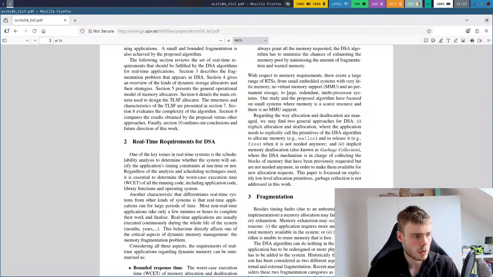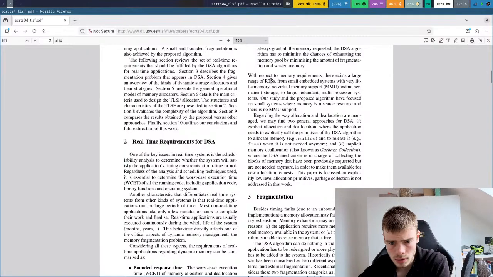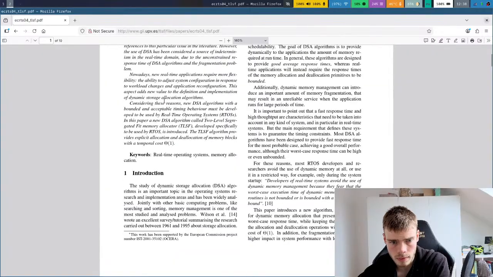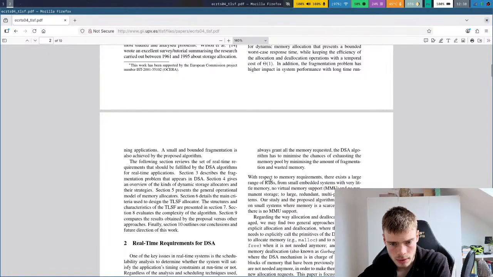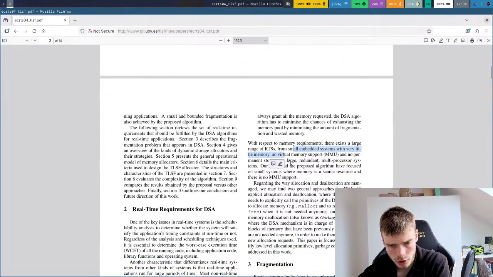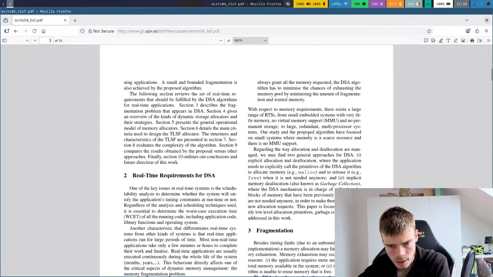With respect to memory requirements, there exists a large range of RTOS. Small embedded systems have very little memory, no virtual memory support, no MMU (memory management unit), and no permanent storage, up to large redundant multiprocessors. Our study and the proposed algorithm focus on small systems, where memory is a scarce resource and there is no MMU support.